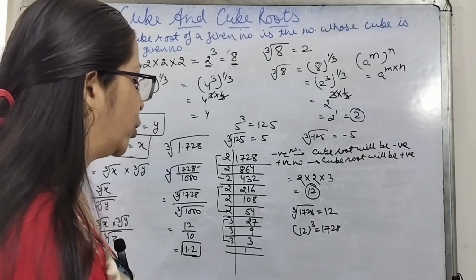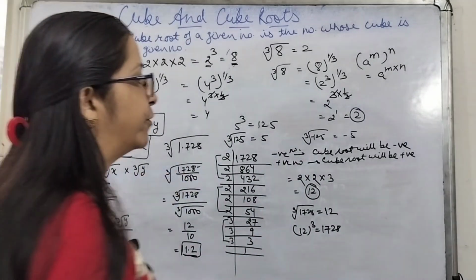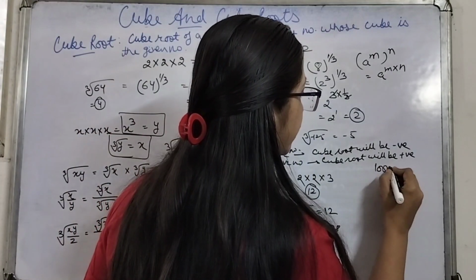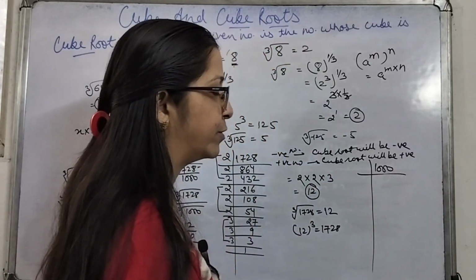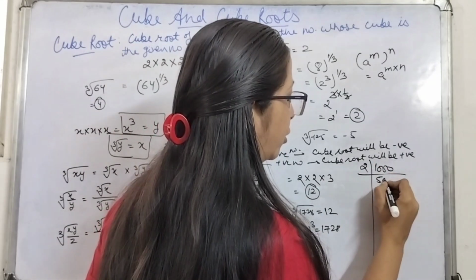Similarly, we want to take one more example. See, we are taking 1000 only. If we take the case of 1000 and do the prime factorization of 1000, we can see 2. If we divide it by 2, it will be 500.